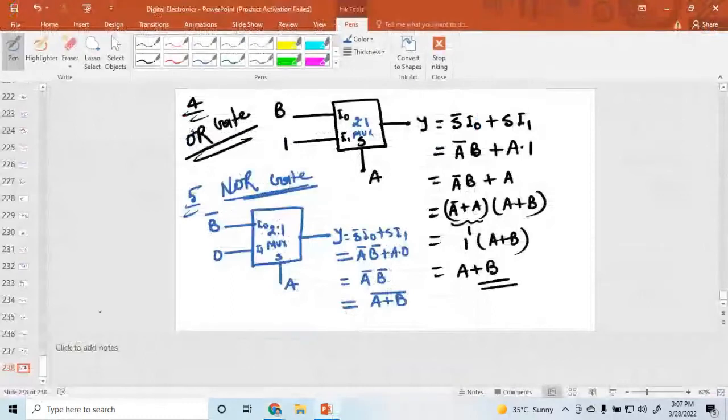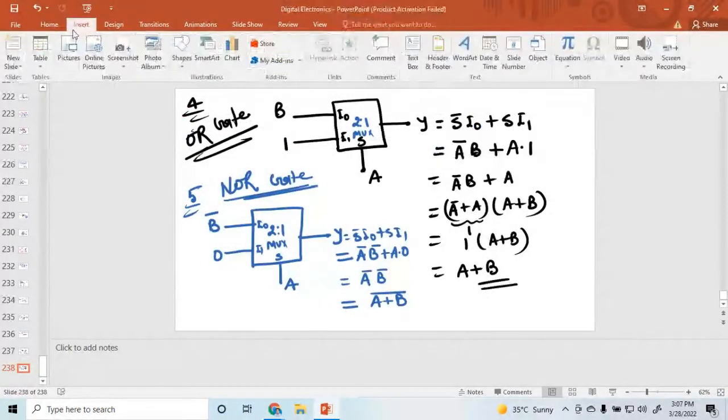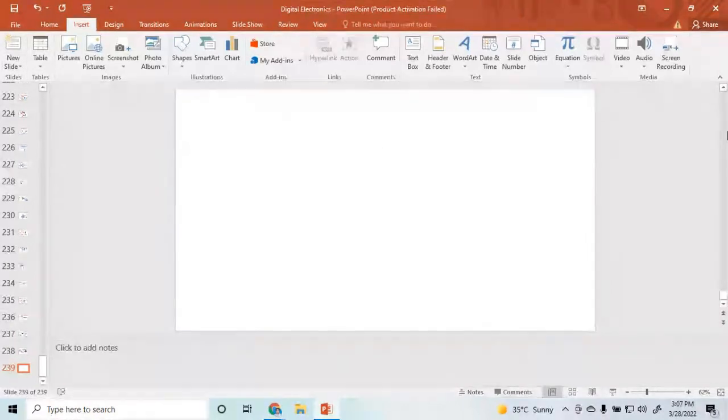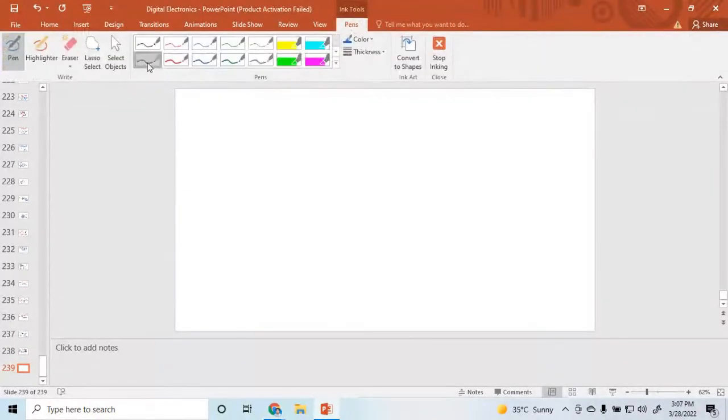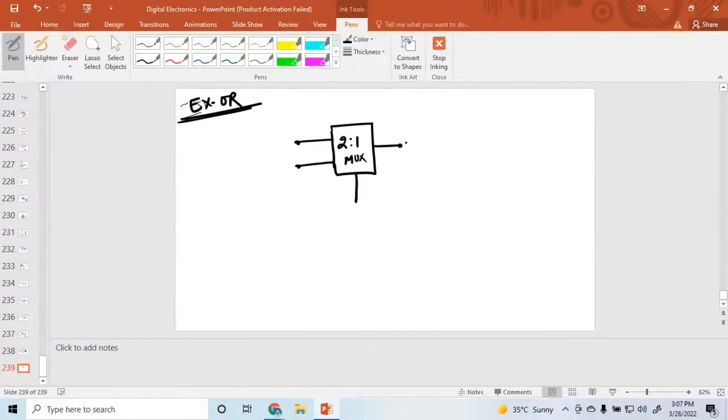Sir, can you design a mux to work like XOR or XNOR? So everyone try it. How to design the mux as an XOR or XNOR. So suppose now I'm discussing how to design this XOR logic gate. This is a 2 is to 1 mux, having two inputs, one selection line, and one output Y.